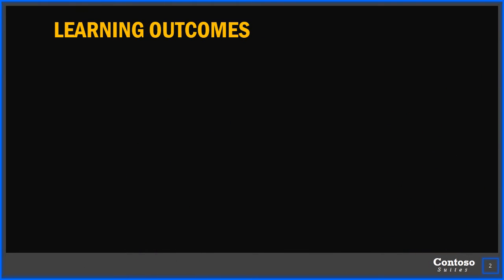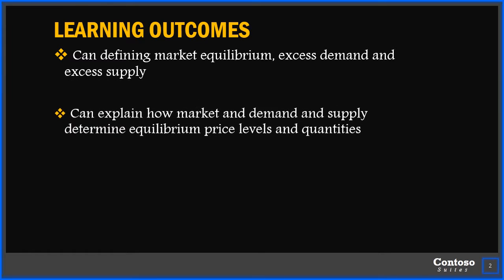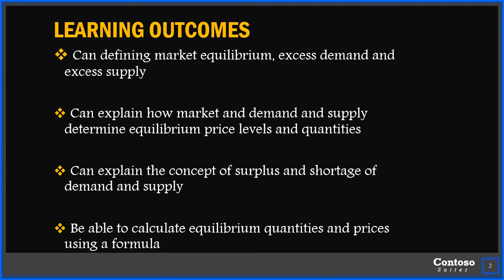Okay, so before we go through the chapter, let's see the learning outcomes that we will get from the chapter. The first one is to be able to define market equilibrium, excess demand and excess supply. Second is to be able to explain how market demand and supply determine equilibrium price levels and quantities. Third is to be able to explain the concept of surplus and shortage of demand and supply. Last, to be able to calculate equilibrium quantities and price using a formula.